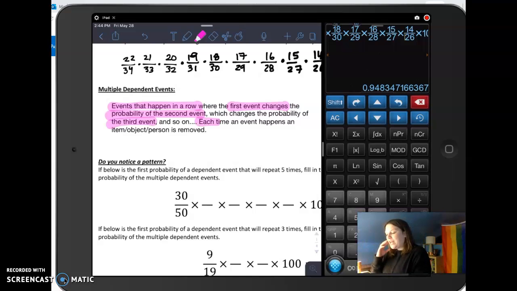And each time an event happens, or each time you take a Coke out of the cooler, is the example we started with, an object, item, person, it depends on the scenario, right? It depends on what the question is asking. Something is removed. And so that's an important thing to keep in mind, is that when we're dealing with dependent events, something is removed every single time.